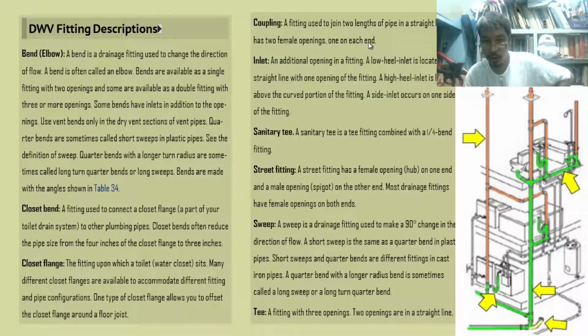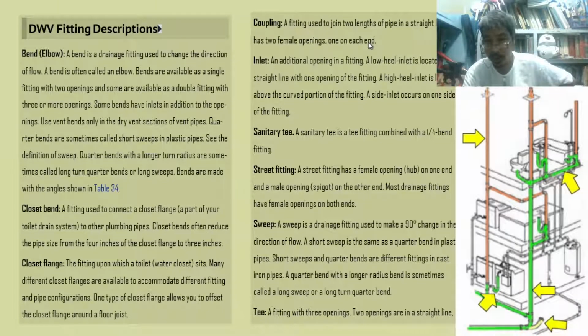Sweep. Sweep is a drainage fitting used to make a 90 degrees change in the direction of flow. Short sweep, that is elbow. Short sweep is the same as quarter bend in plastic pipe. Short sweeps and quarter bends are different fittings in cast iron pipes. A quarter bend with a longer radius bend is sometimes called long sweep or a long turn quarter bend.